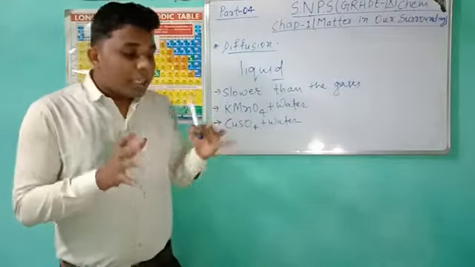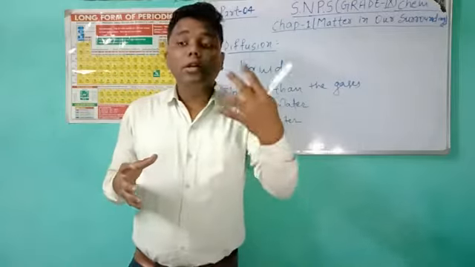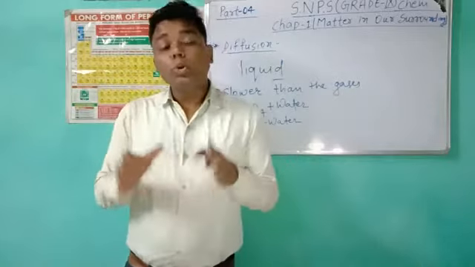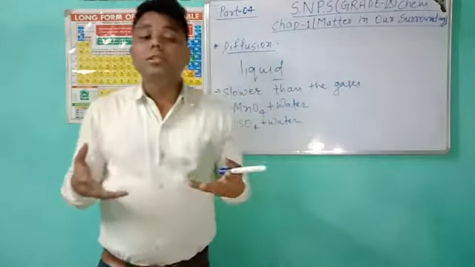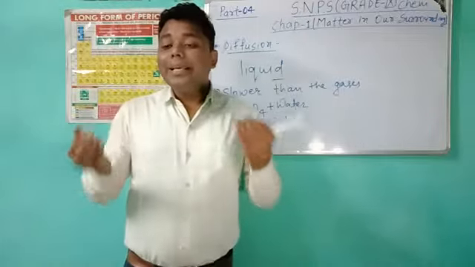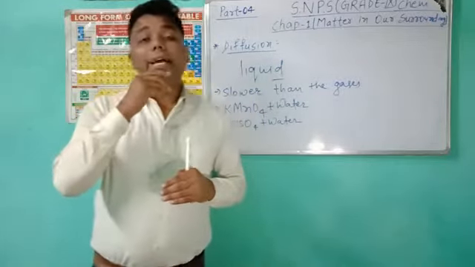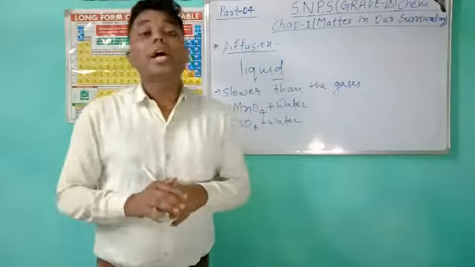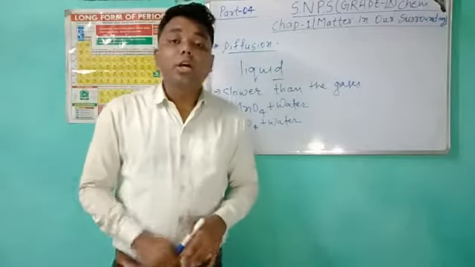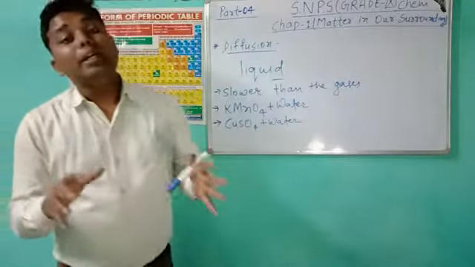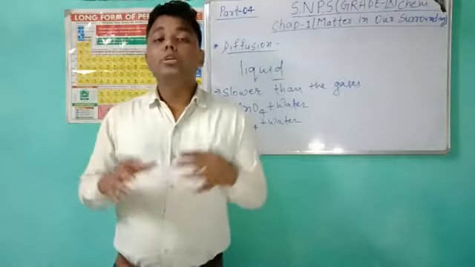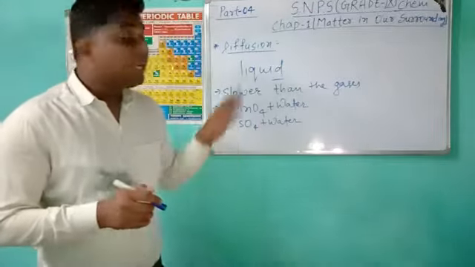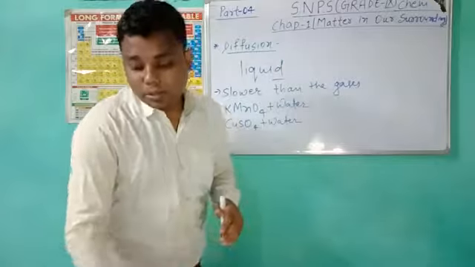But some gases also dissolve in water, for example oxygen dissolves in water. Due to this, aquatic animals can inhale the dissolved oxygen in the liquid. And carbon dioxide also dissolves in water. Due to this, aquatic plants use that carbon dioxide to make their food. Okay, so the diffusion process in liquids is slower than in gases.